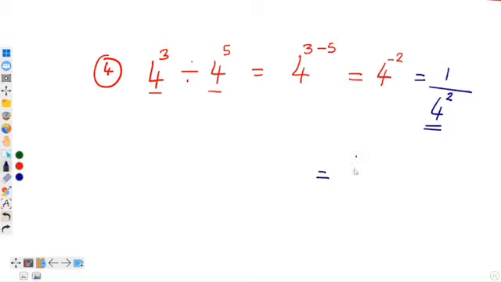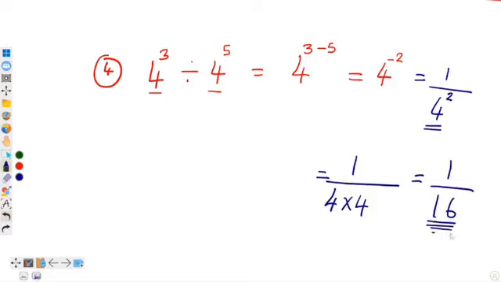But if it's to evaluate, you are going to have 1 over 4 to the power 2 means you multiply the base 4 by itself twice, which is 4 times 4. And you are going to have 1 over 4 times 4, you are going to get a 16. So this will be the answer. Okay? So I hope it's clear.